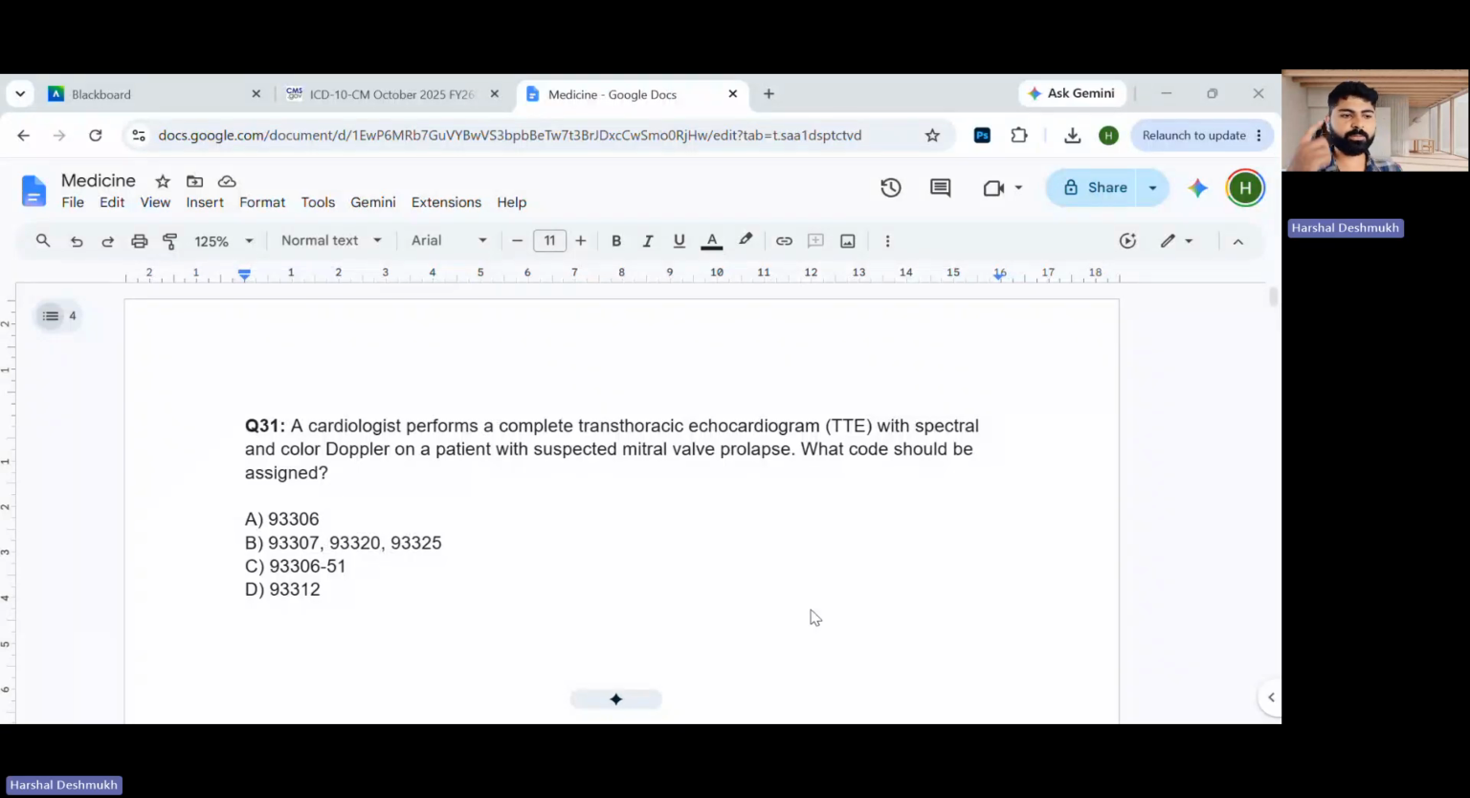Let's get straight to the practice question. A cardiologist performs a complete TTE, that is transthoracic echocardiogram, with spectral and color Doppler on a patient with suspected mitral valve prolapse. What code should be assigned here?